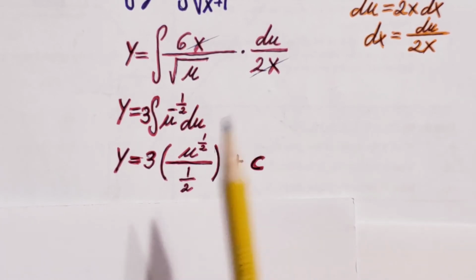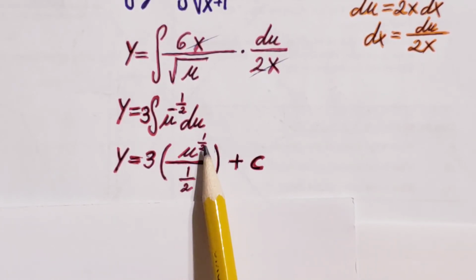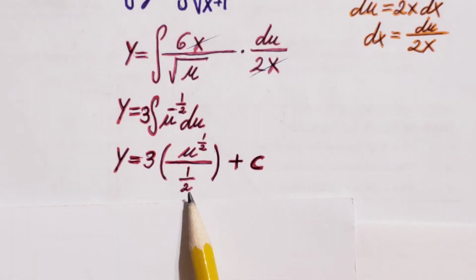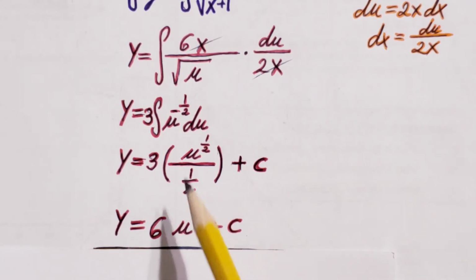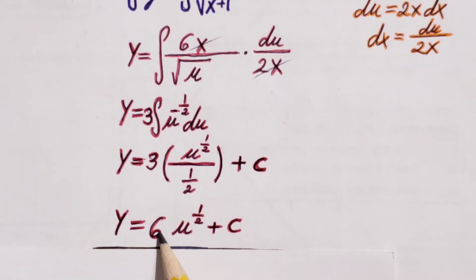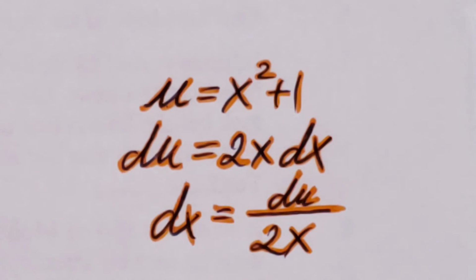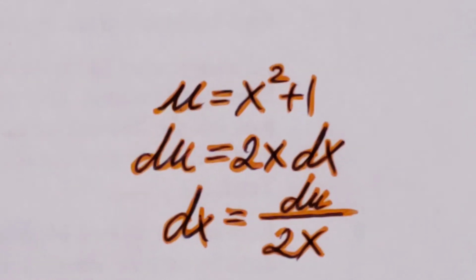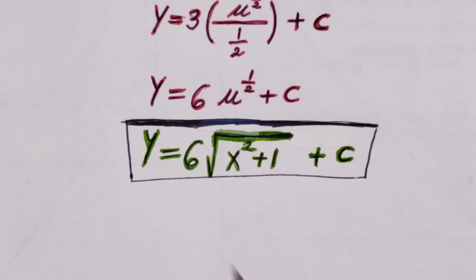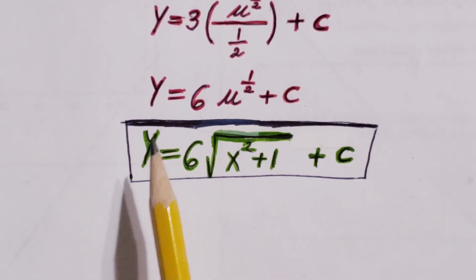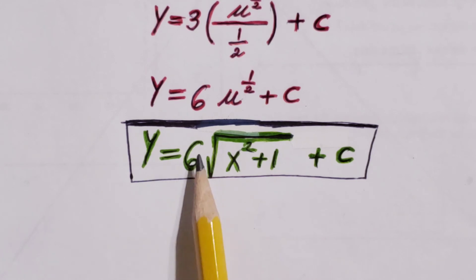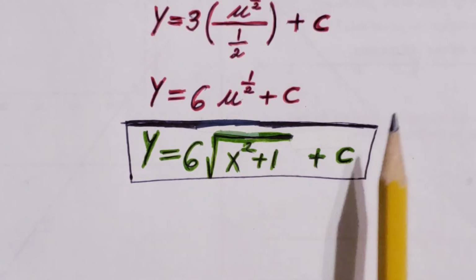And now solve it, and that's going to give us u to the power of 1/2 divided by 1/2 plus the c. We can simplify this, the 3 and the 1/2, that's going to give us a 6, and the u to the power of 1/2 plus c. Here we are almost done, but we shouldn't forget that the u for us was x squared plus 1. And once we plug that in, we're going to be able to have our final answer, and that is y equals 6 times square root of x squared plus 1 plus c.